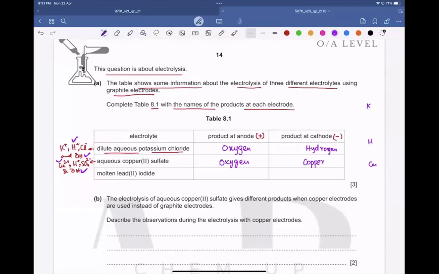No, hydroxide, you can't write it because they have asked you to write the products at each electrode. So hydroxide ion reacts at anode, but it is finally going to form oxygen. Okay. Yes, Mustafa, what do you want to be repeated?